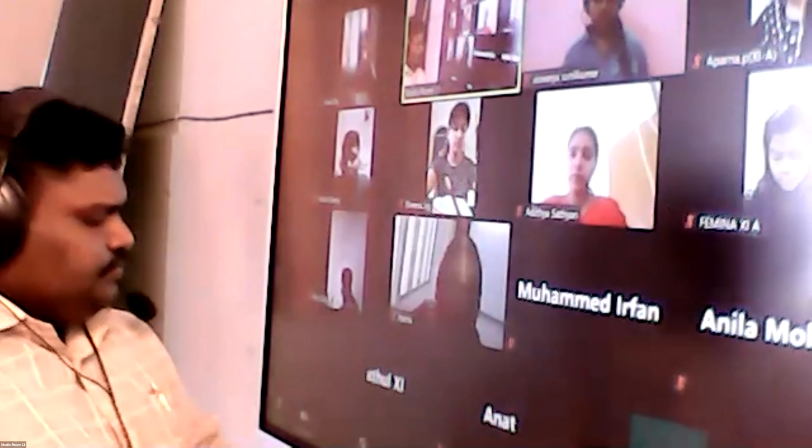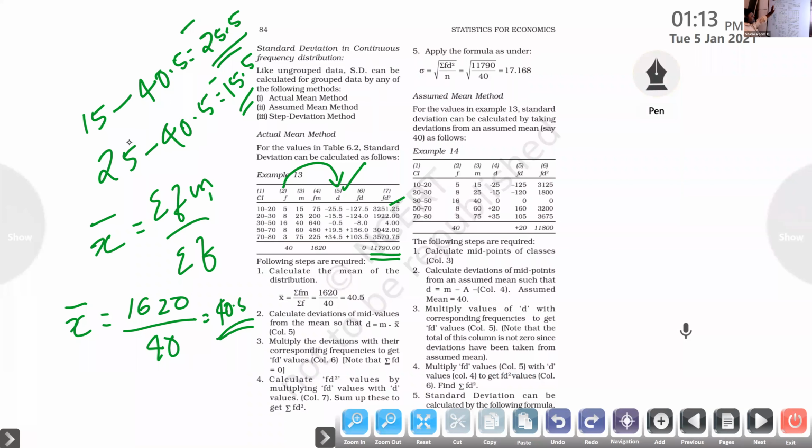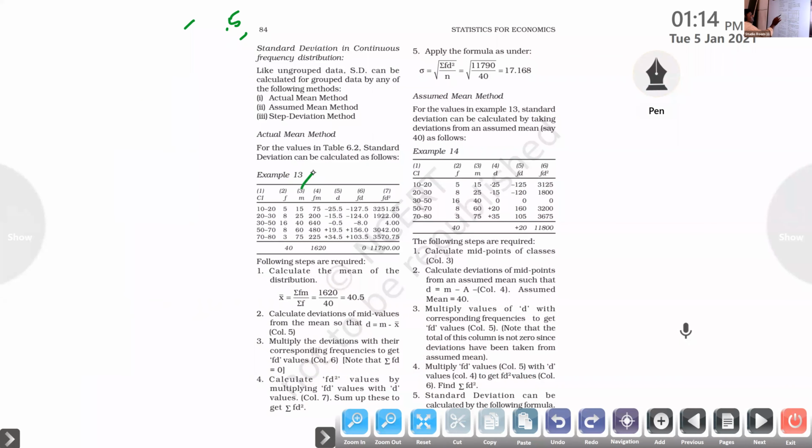One more time repeating. Okay, first, class interval will be there in the question. Frequency also is there in the question. Next one, we want to find out the midpoints of the class intervals. And the F into M: frequency should be multiplied with the midpoint. And we want to find out the actual mean. So actual mean, x bar is equal to sigma FM divided by sigma F. So 1620 divided by 40, we got 40.5, and we want to find out the deviation, next step.